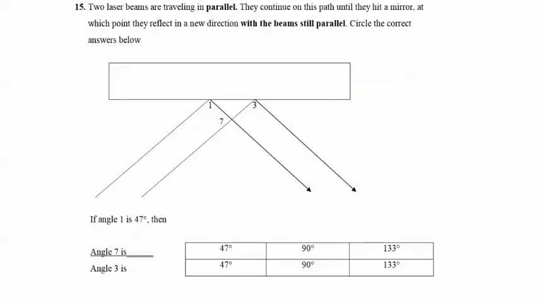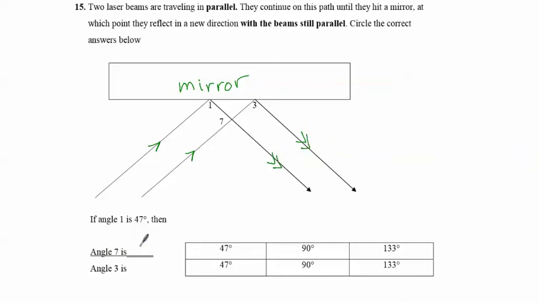In this problem, two laser beams are traveling in parallel. They continue this path until they hit the mirror. So this here is the mirror, which means that here's where they were coming in and they were parallel, at which point they reflect in a new direction with the beams still parallel. So these directions are also parallel.